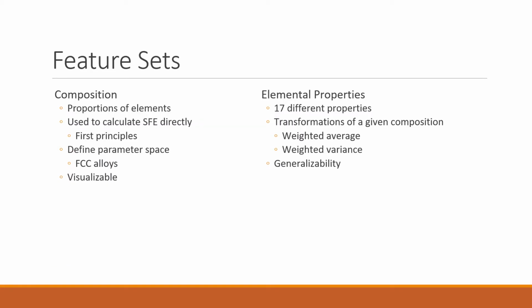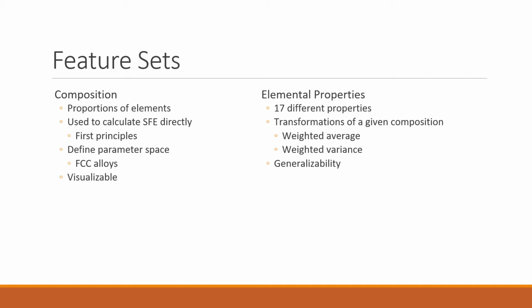2 feature sets are being used to develop models. The first is composition. This refers to the proportion of elements in the alloys. They are what's used to calculate SFE directly from first principles, and they define which values we can access in terms of parameter space, that is, which alloys form FCC structures. Furthermore, the composition data is visualizable with only 7 different inputs.